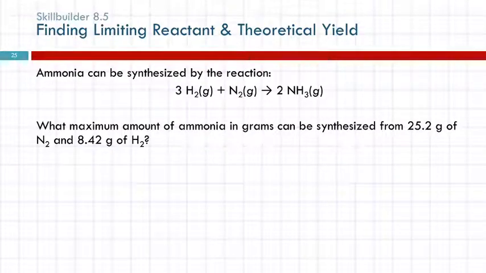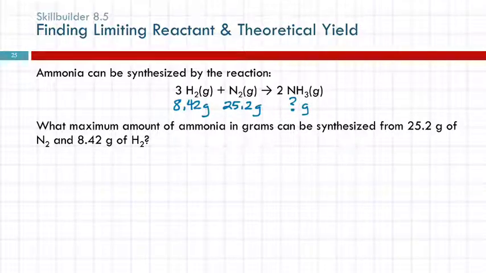Let's do another one. Ammonia can be synthesized by this reaction. What maximum amount of ammonia in grams can be synthesized from 25.2 grams of nitrogen and 8.42 grams of hydrogen? So again, I've got my balanced chemical equation. I'm going to use it to organize the numbers. 25.2 grams of nitrogen and 8.42 grams of hydrogen. The question is, what maximum amount of ammonia in grams? Well, there's ammonia. That's our question. How much of this? And the unit we want is grams.